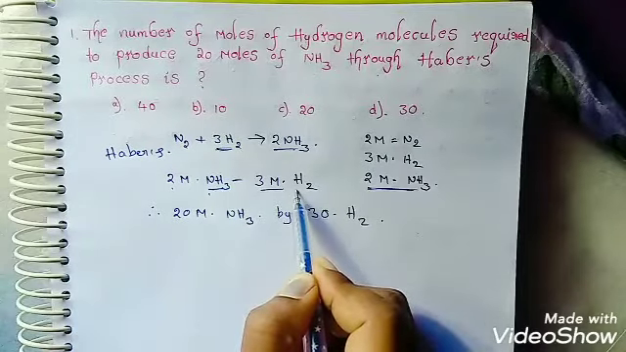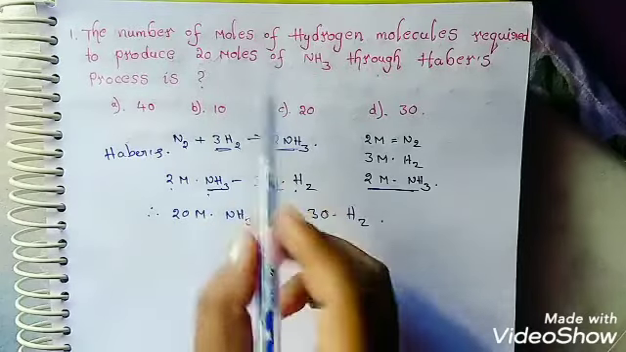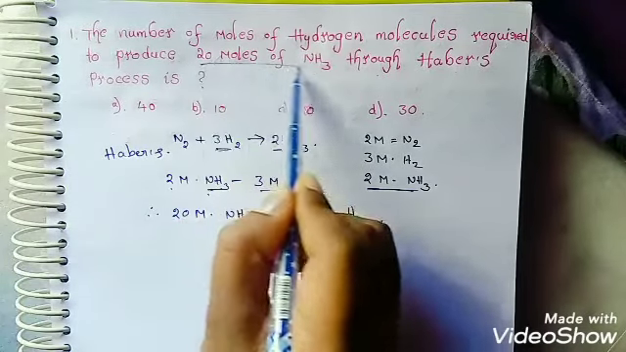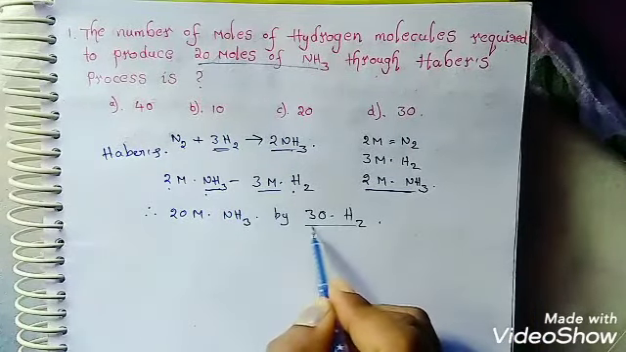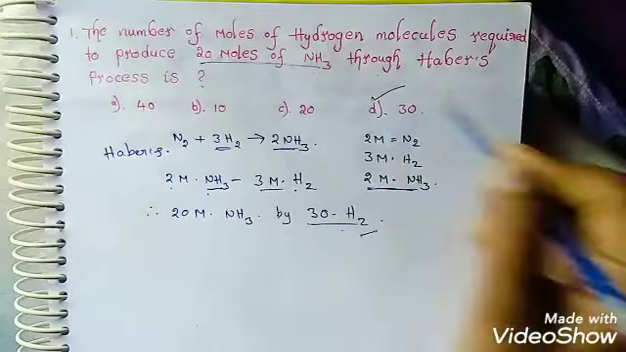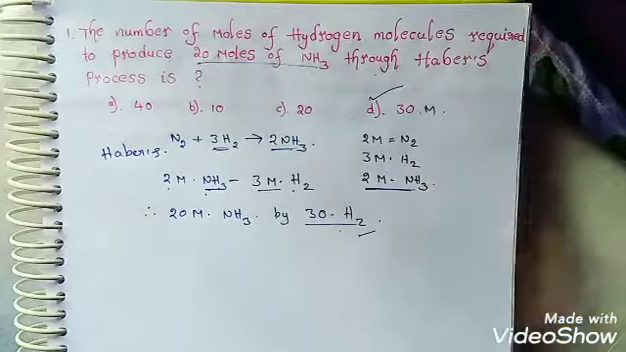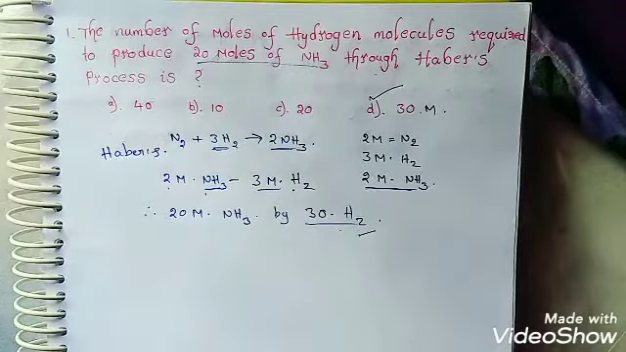So if you change the moles, then what is the question, students? Suppose you want to prepare 20 moles of NH3, then we need to take 30 moles of hydrogen. So the answer is D, 30 moles. Then let's go to the second question, students.